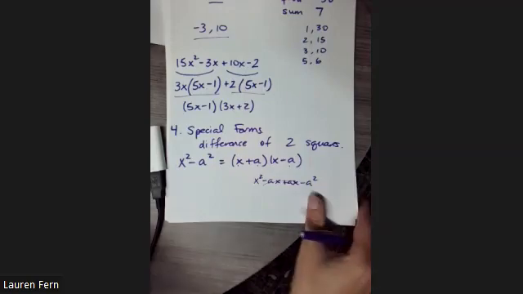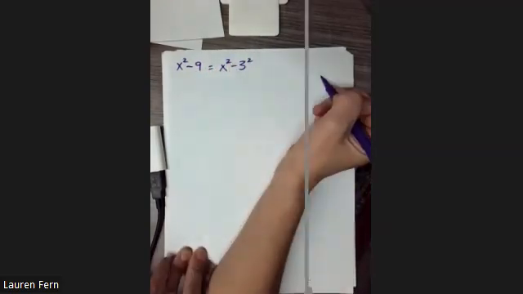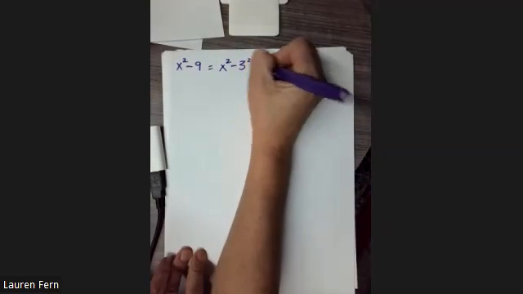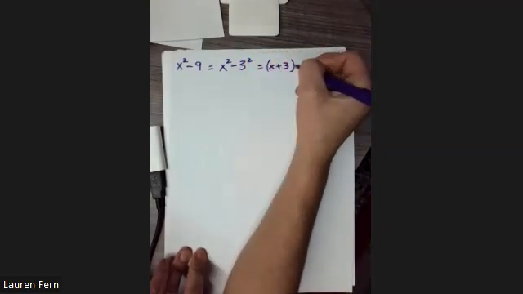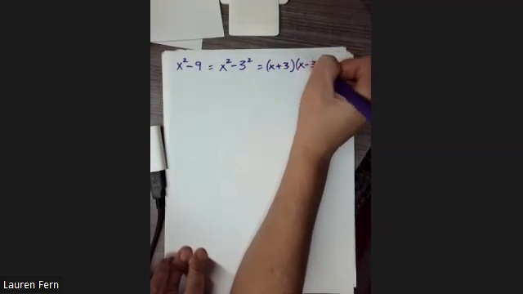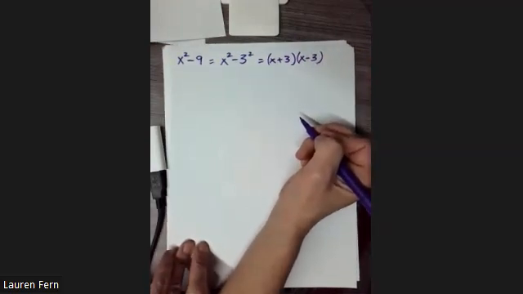So, what are some examples of that? Well, maybe we have something like x squared minus 9. I claim that's x squared minus 3 squared. The way you'd factor that is you take the first thing that's being squared and add it to the second thing that's being squared, and then the first thing that's being squared and subtract off the second thing that's being squared.